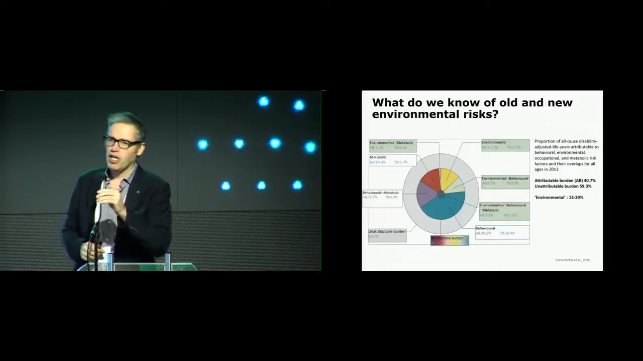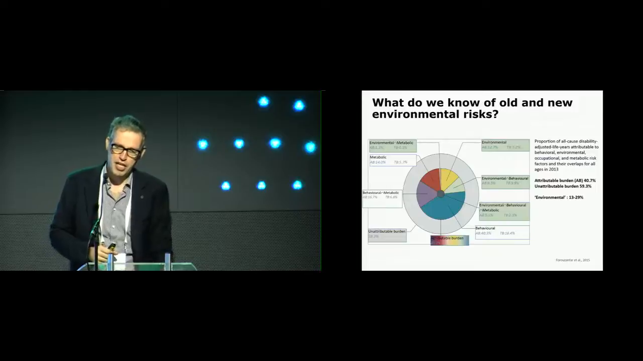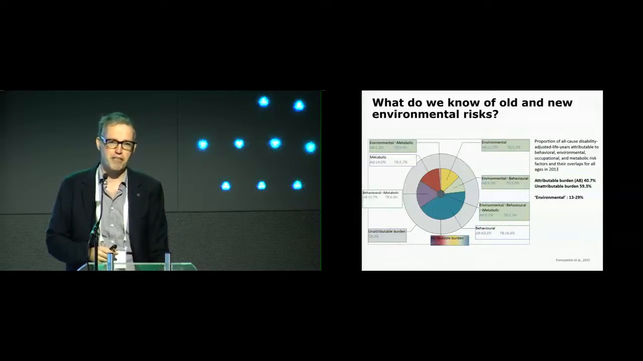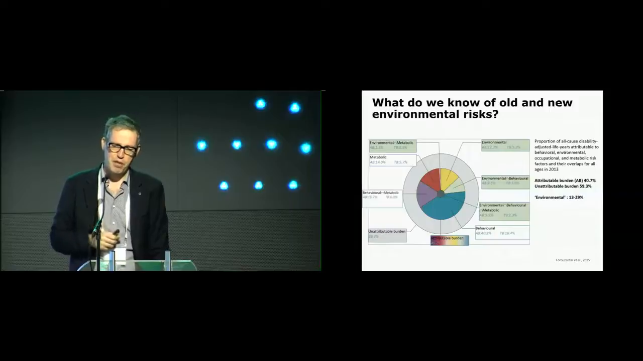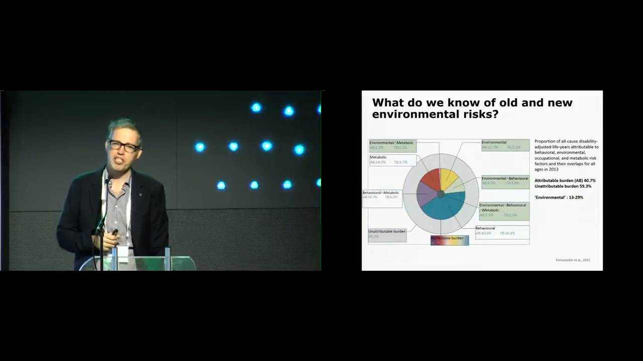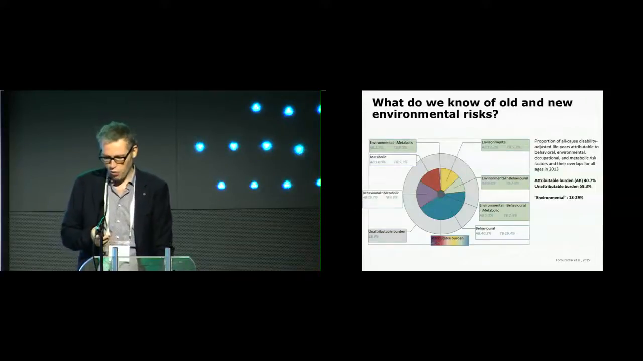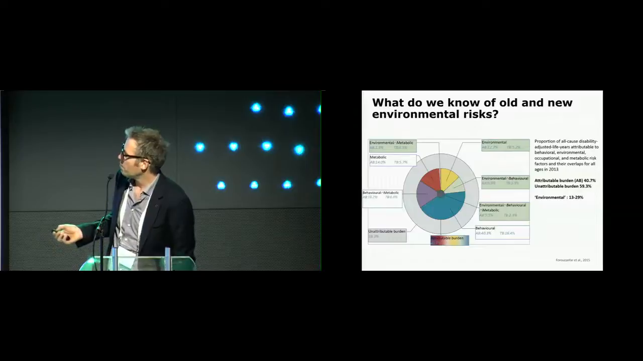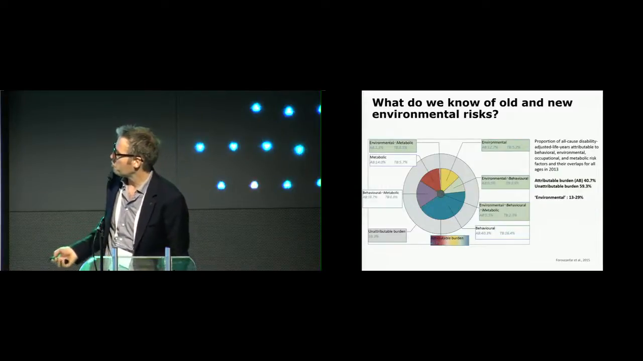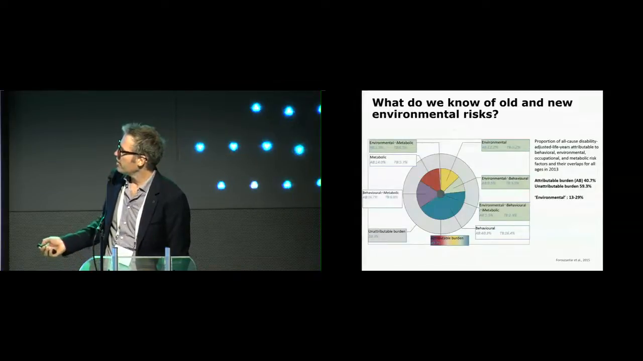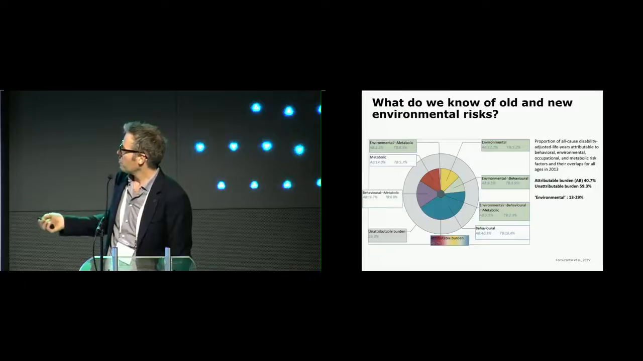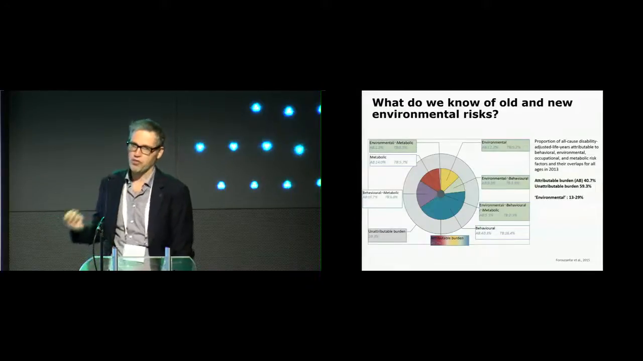If we go a little further, we can ask what we know of these environmental risks. This is borrowed from the Global Burden of Disease project, the paper from 2015. In this picture you can see the total burden of disease, shown by these two concentric pies. In the colored pies, about 1.3% of the total burden can be assigned to environmental and metabolic factors, and 12% to environmental factors, and so on.